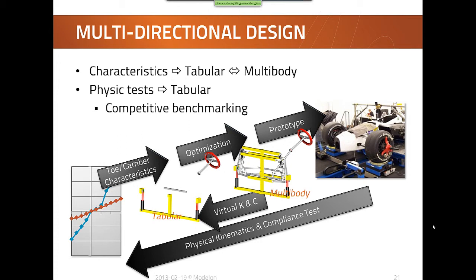Then you could use optimization and go from a tabular suspension to a multi-body representation and ultimately to a physical prototype. Conversely, there's a KNC rig within the VDL so that you can go from your multi-body representation to a more simplified tabular representation if you're looking for better performance possibly. And finally, you can go all the way from the physical model and use physical kinematics and compliance tests to get back to the suspension characteristics to get into the virtual world.